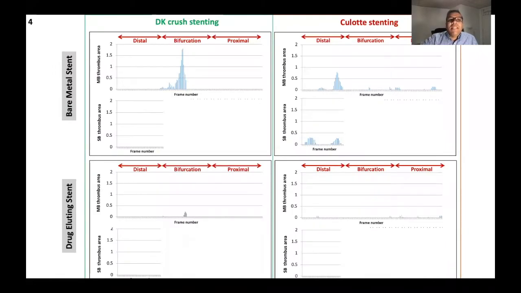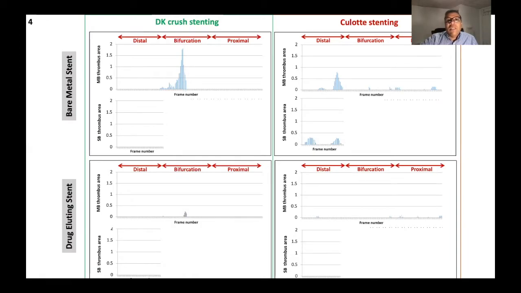This is presenting the areas of the thrombus that we have measured. So in green on the left-hand side, the DK crush models. On the right-hand side, the culotte stenting models. And as you can see here, we observe thrombi in all models, but the bare metal, the top two models, accumulated more thrombus than the drug-eluting stent model, as shown here at the bottom. So the accumulation of thrombus was present mostly in the bifurcation segment of all these segments.